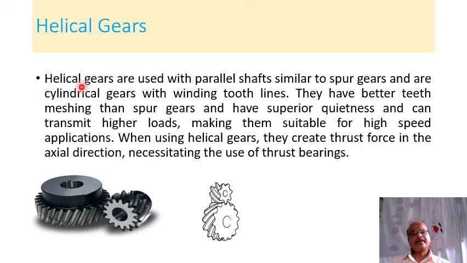Then next is helical gears. Helical gears, as shown in this figure, are used with parallel shafts similar to spur gears and are cylindrical gears with winding tooth lines. They have better teeth meshing than spur gears. So this is a better teeth arrangement. They have superior quietness and can transmit higher loads, making them suitable for high-speed applications. When using helical gears, they create thrust force in the axial direction, necessitating the use of thrust bearings.